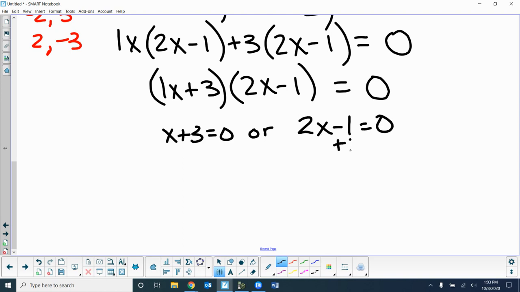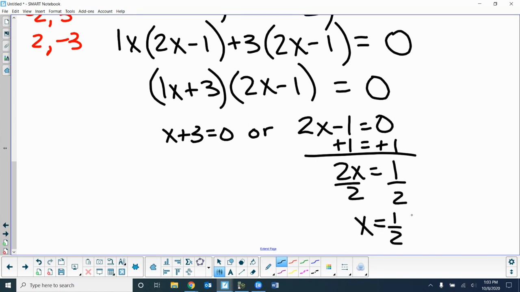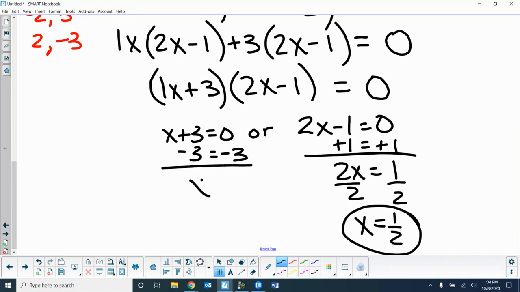So this one we would add 1 and divide by 2. So 1/2. It's okay to get fractions or decimals. That doesn't mean you did anything wrong. And subtract 3. So negative 3 is our other solution. Okay? Questions? Simple, right?